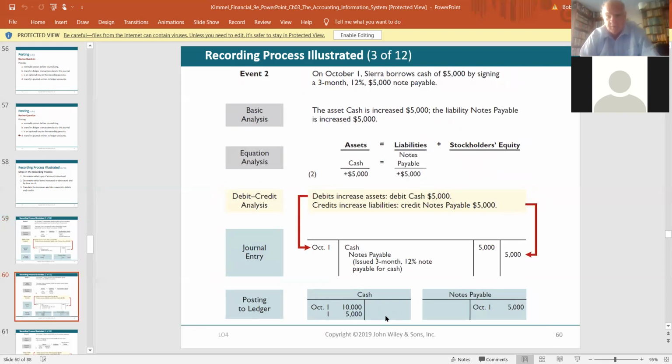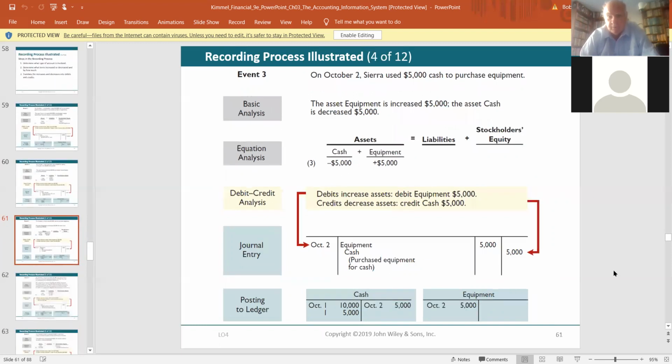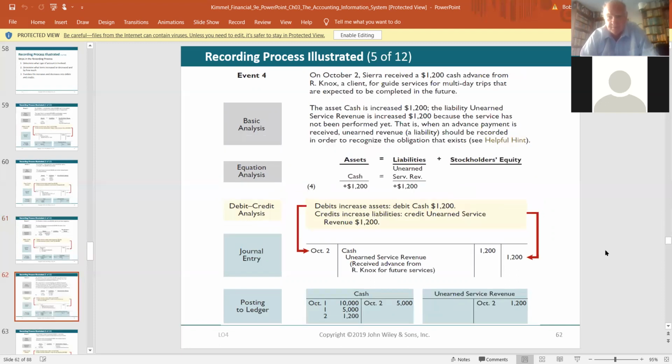Here's our second one, where we borrowed $5,000. Cash, notes payable. Cash now is up to $15,000, right? We have a $10,000 and a $5,000. They spent $5,000 to purchase equipment. So equipment is an asset. Asset went up. Cash is an asset. An asset went down. Just exchanged assets.